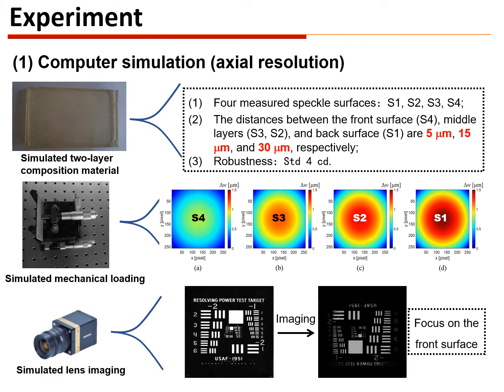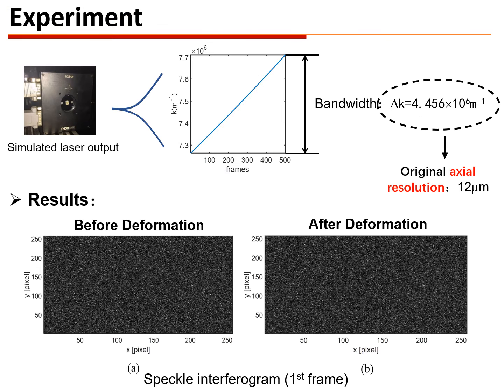The distances between the front surface, middle layers, and the back surface are 5 micrometers, 50 micrometers, and 30 micrometers respectively. Then we simulated the mechanical loading and obtained the out-of-plane displacement distributions for S1, S2, S3, and S4. Then we simulated the lens imaging. Note that the front surface is focused. Finally, we simulated the laser output. The bandwidth is here, and we can calculate the original axial resolution is 12 micrometers.